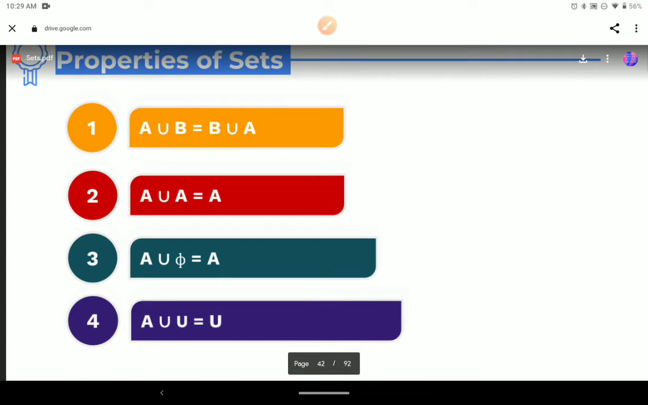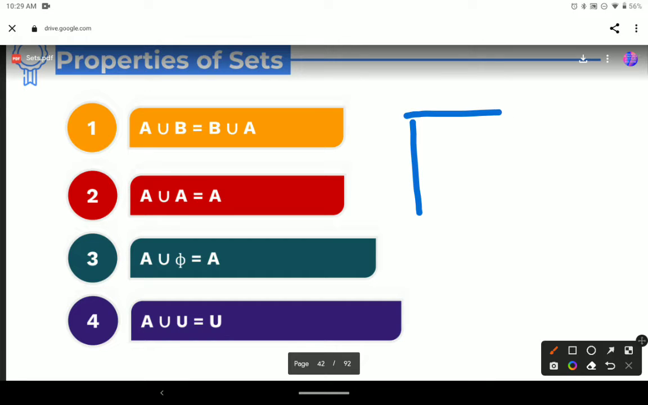And there are some properties. A union B is equal to B union A. I'll draw you Venn diagrams, and I'll explain these four, and remaining there are many. You can take screenshots of those and you can practice. But these four I'll explain, and by these four you can do all of these.